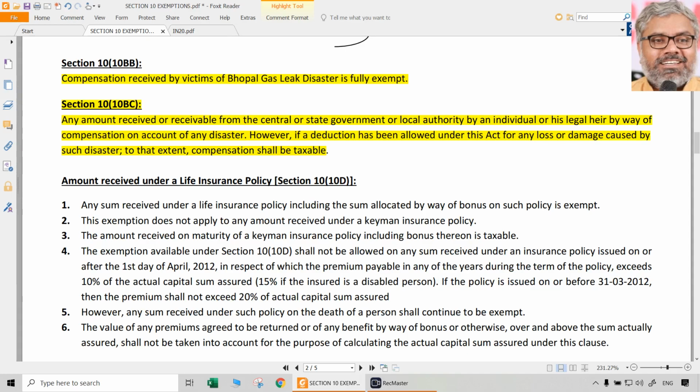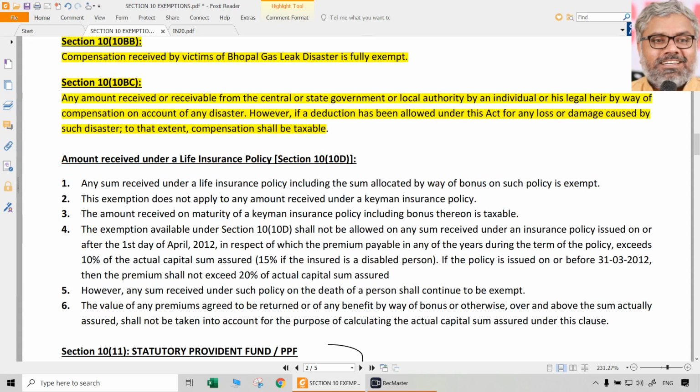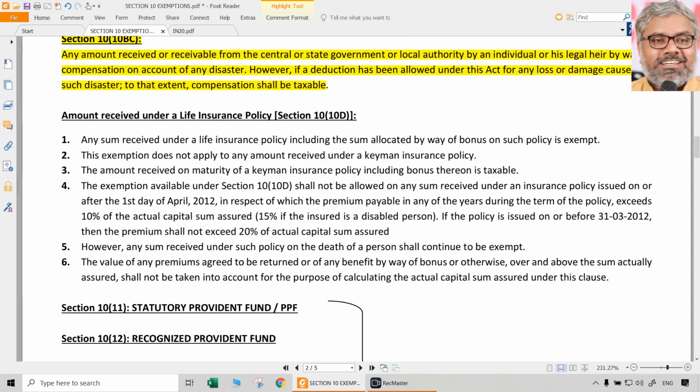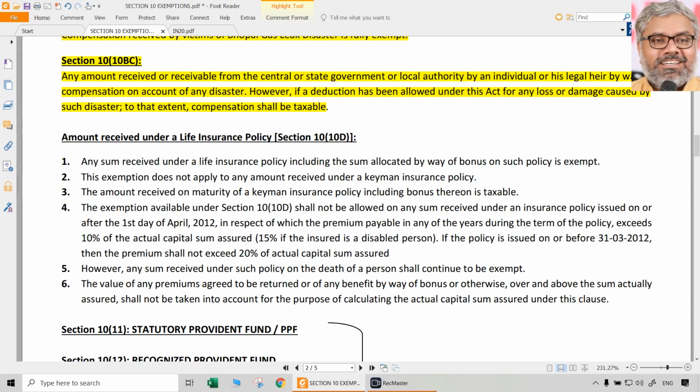That is 10(10BC). So 10(10BB) is about Bhopal gas leak disaster compensation. 10(10BC) is about any disaster, any natural calamity or other things where the government, all 3 types of governments, give compensation to the victims. That is 10(10BC). Then a very important section again in this entire series of exemptions is 10(10D). You have to remember this section also.